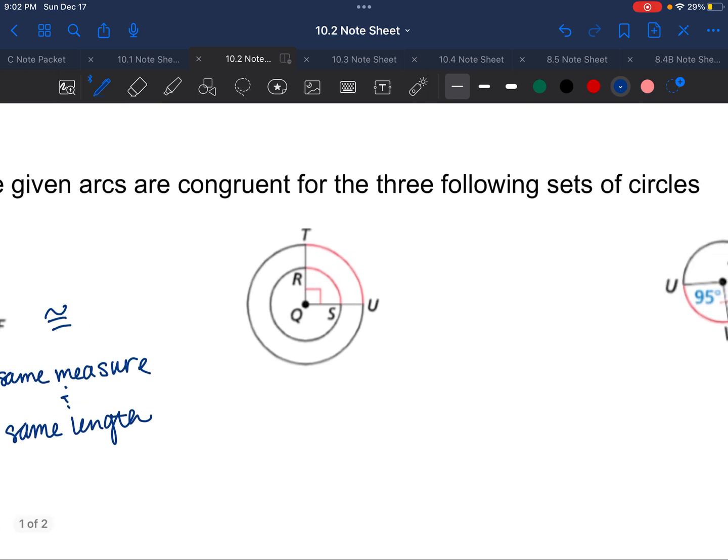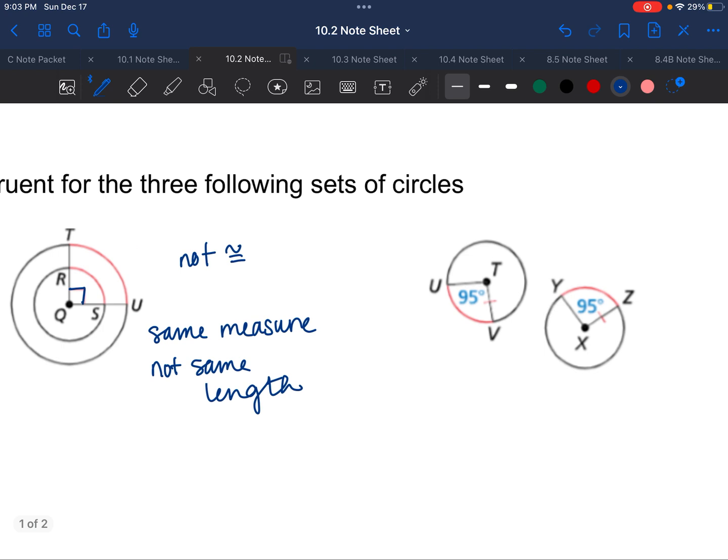Now if we come here, we have two circles that we're looking at, this circle here and this circle here. These two circles both have the same central angle of 90, so they have the same arc measure. But if you look at walking from T to U, that's definitely longer than walking from R to S. So they don't have the same length.